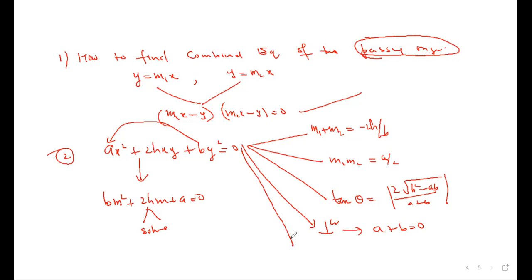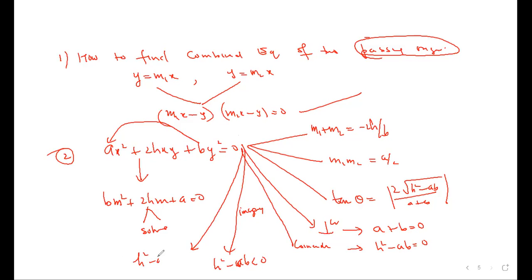If you want to check they are coincident, then h square minus ab is 0. If the lines are imaginary, h square minus ab will be less than 0. What do you mean by imaginary? If I put any values for a, h and b and try to draw the graph, in this case you can't see the graph. Lines are real and distinct: h square minus ab should be strictly positive.